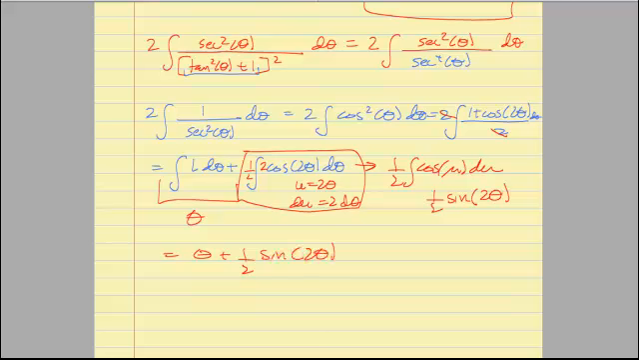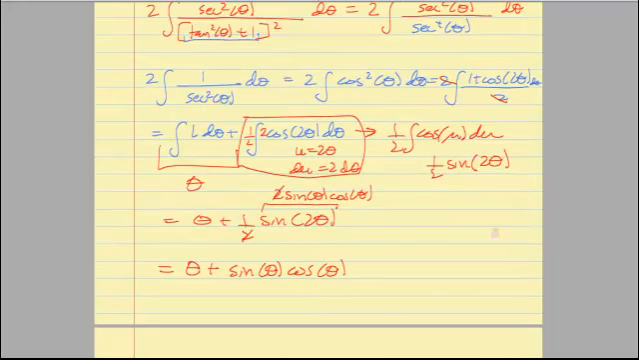We have a nice little helpful identity here that will rewrite this for us. We know that the sine of 2 theta is equal to 2 sine theta cosine theta. So this ends up looking like, the 2's are going to cancel, theta plus sine theta cosine theta.